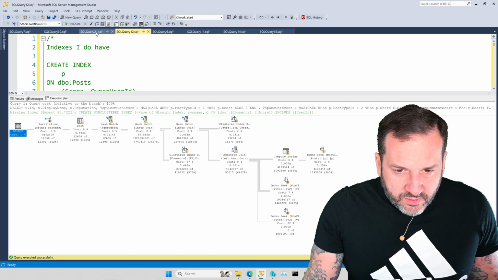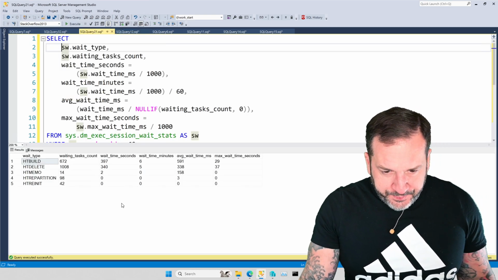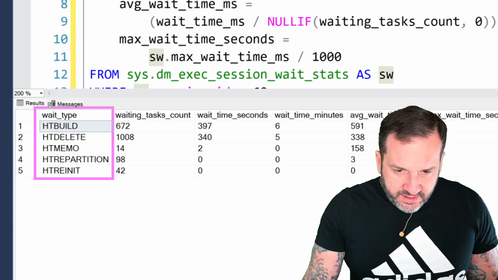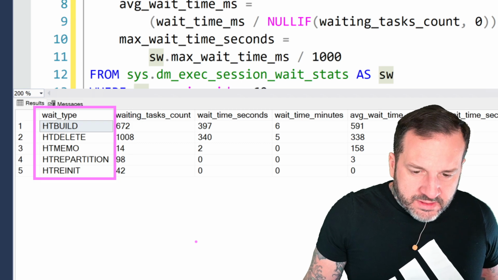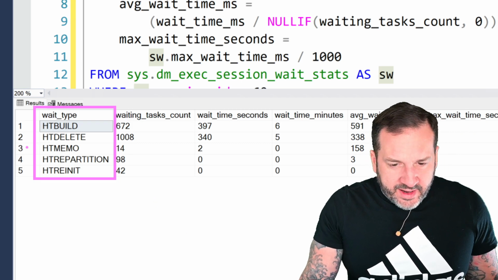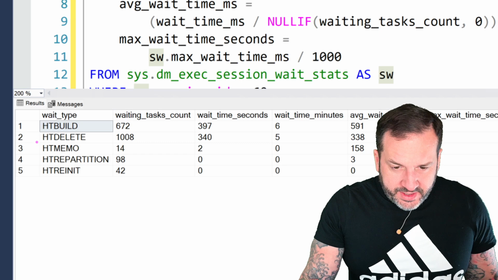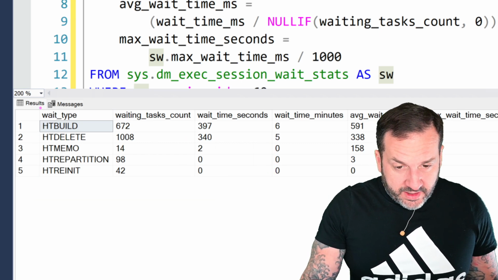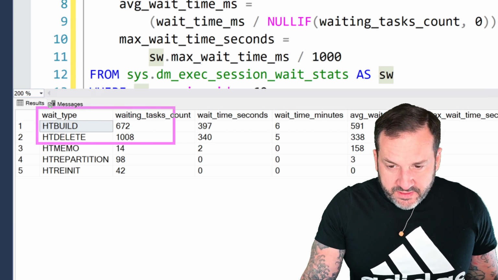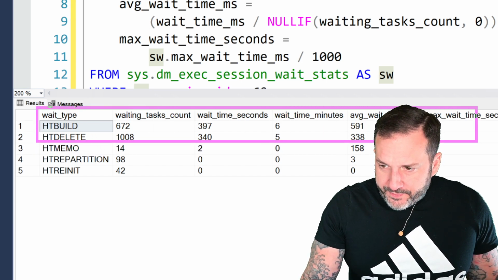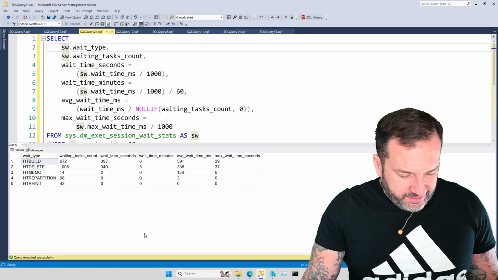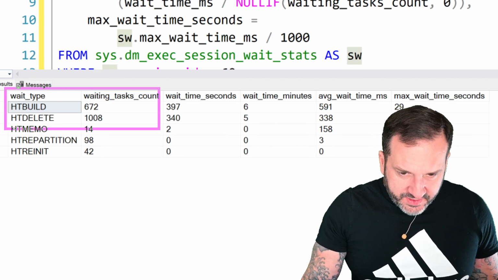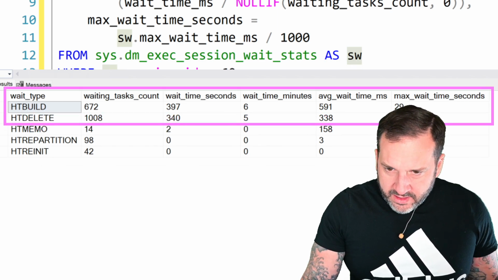But the waits that really drive this query crazy are all these HT waits. HT build, delete, memo, repartition, reinit. Now, being honest here, I showed all the HT waits, but these bottom 3 hardly get impacted. The real ones that hurt in this plan are HTBUILD and HTDELETE. Let me frame this a little bit better. There we go.